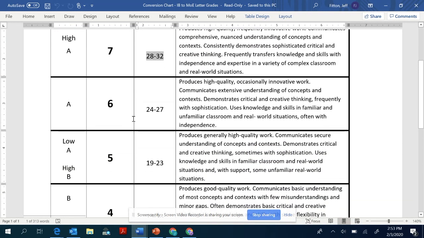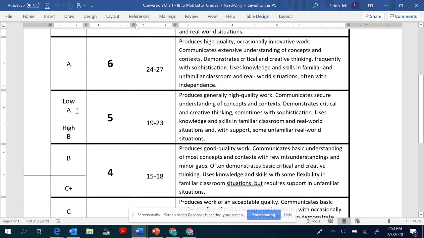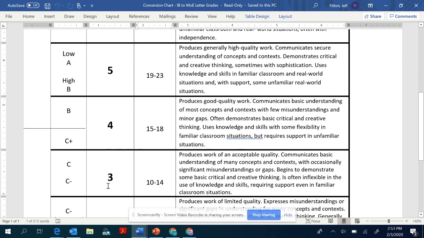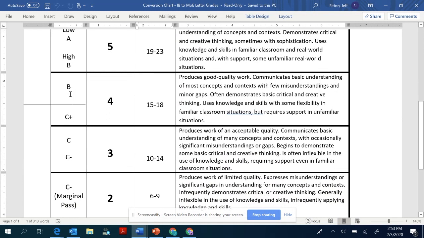They do the same thing, and if the student has 24 to 27, they get a 6, which is an A. A 5 is a range between a low A, depending if they got 22 or 23, and a high B if they're 19 and up into that range. If your son or daughter or your child is getting a 4, they're getting a B or a C plus, depending if they're in the high range, in terms of what the old report card would say.